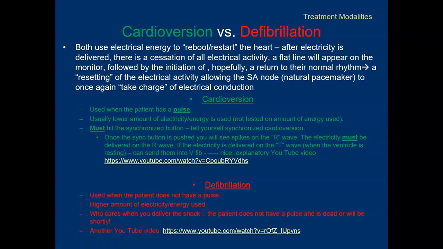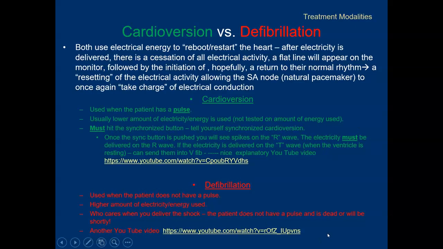Now that's different from defibrillation. Again, we're still using the electrical energy to reboot or restart the heart, but defibrillation is used when the patient doesn't have a pulse. In other words, whatever rhythm is there on screen, it's not organized. It's not generating a pulse, and therefore it's not generating enough cardiac output for us to care when we deliver the electricity. We just need to get it going fast because your patient doesn't have a cardiac output, and so we want to just quickly shock them. We don't care when we shock them.